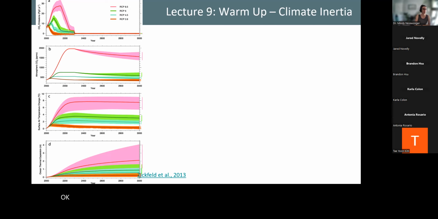Okay. What do we notice about this figure? What is it telling us?